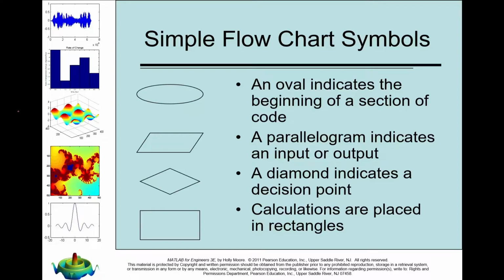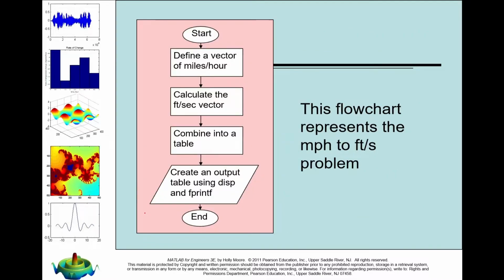An oval is usually used to indicate the beginning or the end of a section of code. This parallelogram is used to indicate input or output. And then we have a diamond. Diamond usually indicates a decision point. Usually a decision, whether there is a selection, where we do a relational check, is it true? If true, it exits here. If false, it exits here. This is an example. And then calculations are normally placed in rectangles.